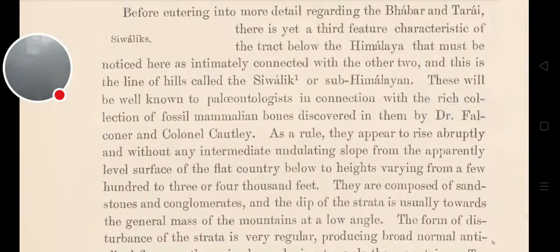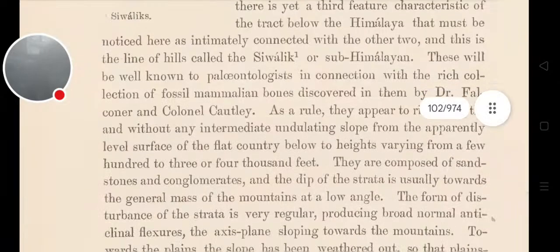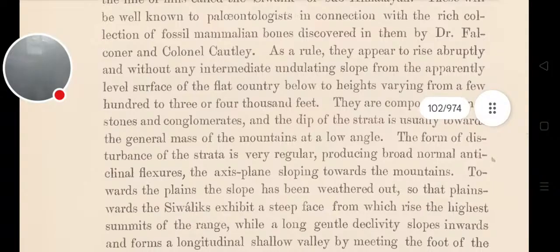Sivaliks. Before entering into more detail regarding the Bhabar and Tarai, there is yet a third feature characteristic of the tract below the Himalaya that must be noticed here as intimately connected with the other two, and this is the line of hills called the Sivalik or Sub-Himalayan. These will be well known to paleontologists in connection with the rich collection of fossil mammalian bones discovered in them by Dr. Falconer and Colonel Cautley.